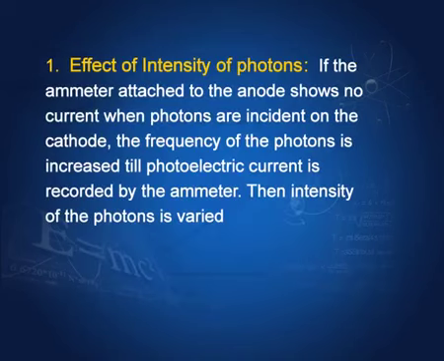Effect of intensity of photons. Intensity is actually, as I have said just now, the number of photons. So, if we increase the intensity, the number of photons increases. If we decrease the intensity, the number of photons decreases. So, what happens if we change the intensity of photons?